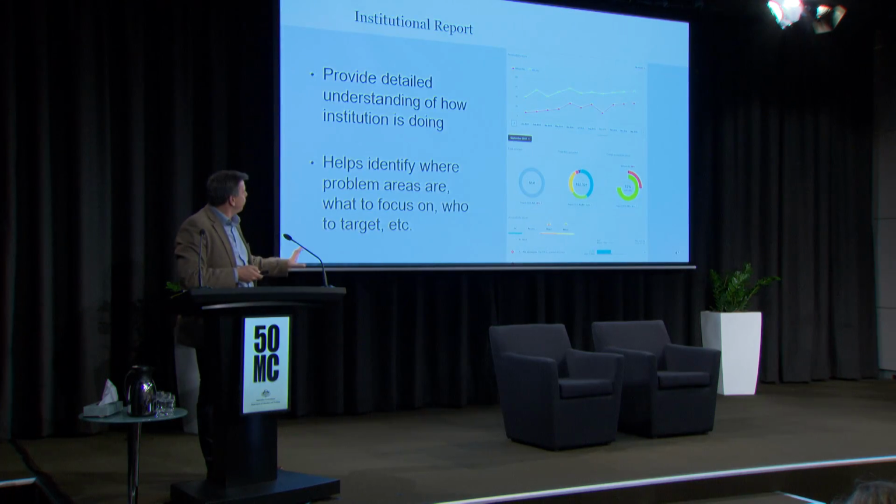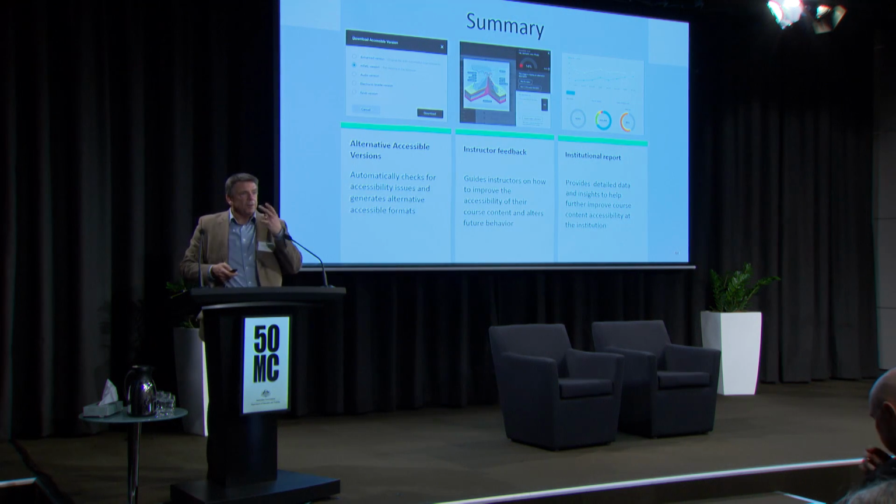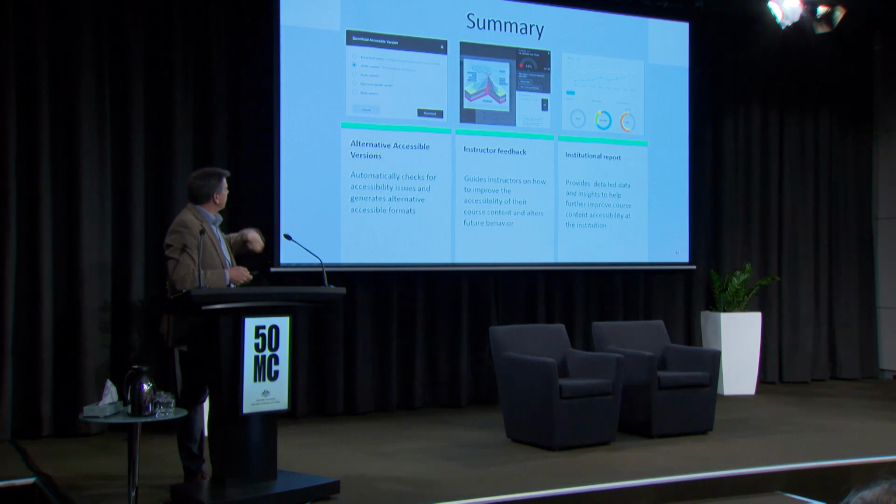The institutional report provides us with a whole lot of information. I won't go too much into that. I'll show you this in just a minute as we work our way through. So in summary, before I hop in, three things: alternate versions, instructor feedback with information about how to fix those things, and then lastly, institutional guidance about how we're progressing towards that. Let me hop in and we'll take a look at that in situ.